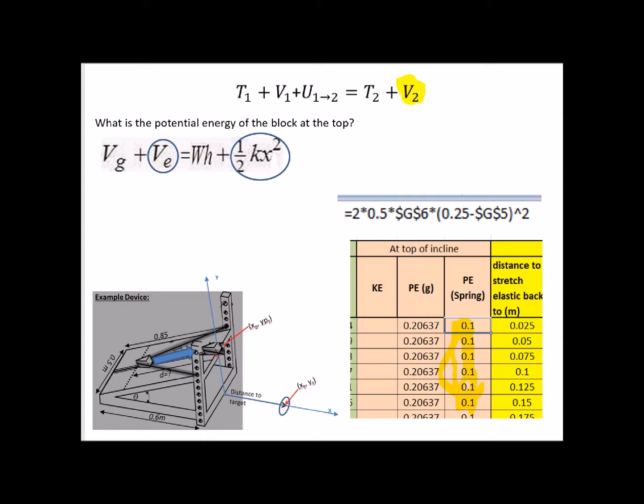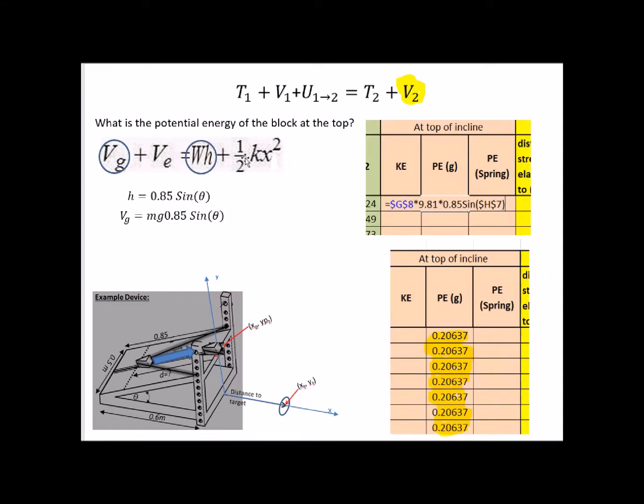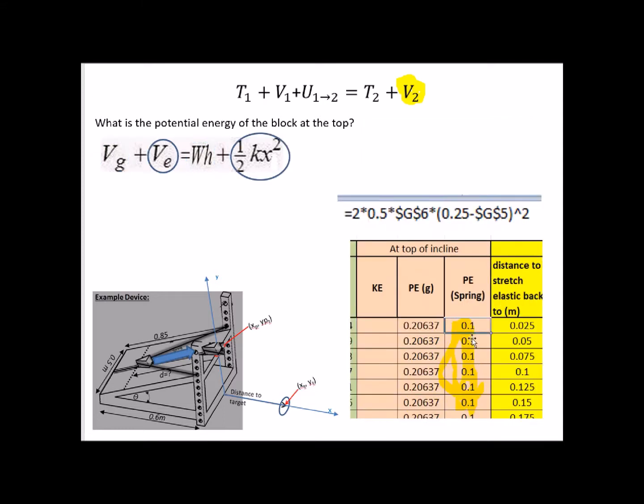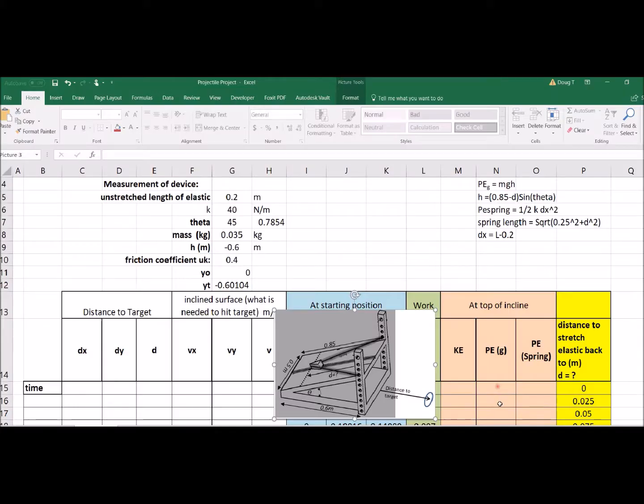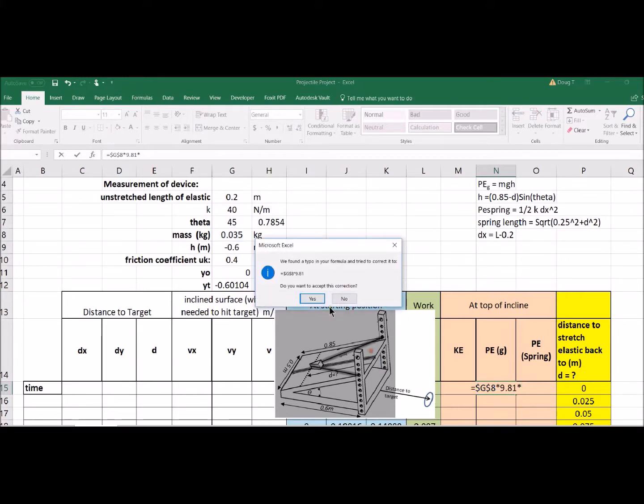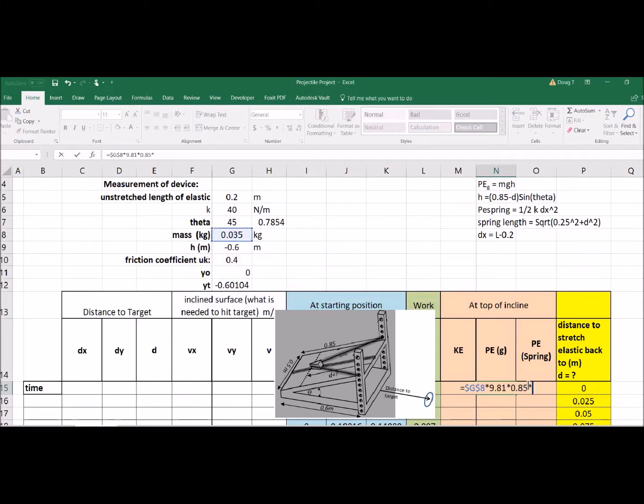So let's go ahead and fill in both of these potential energies from both MGH and from our 1/2 kx squared. So here is our MGH, so equals m times g, and our height here, if you look back, is 0.85 times sine of our angle up here. So I'm just going to add dollar signs to that. And this will be the same the whole way through.